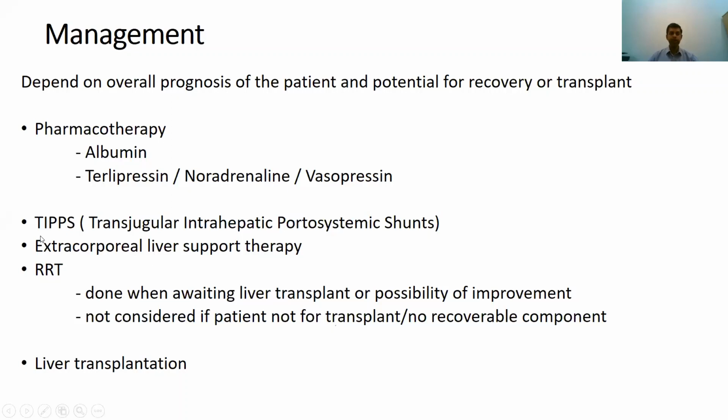Very rarely you can do TIPS. Sometimes there is, like in your dialysis, extracorporeal liver support. Renal replacement therapy you do only if these patients are potentially waiting for liver transplant, or if you feel that these patients' liver functions are going to improve if you support with dialysis. Otherwise, generally for most of these patients, dialysis is not going to provide any benefit or help in the recovery of this process. However, liver transplantation becomes the best mode of therapy, and most of these patients should be going for liver transplantation in order to improve the hepatorenal syndrome.